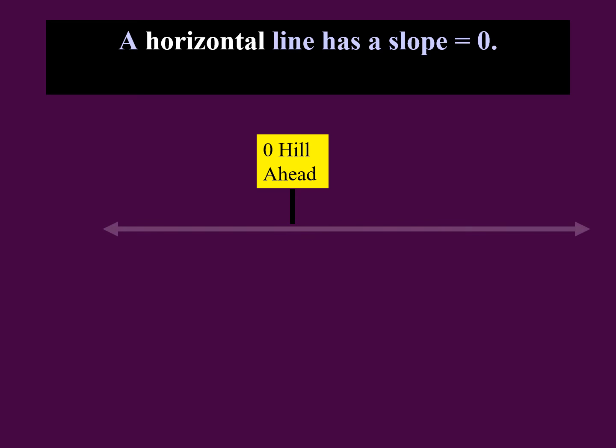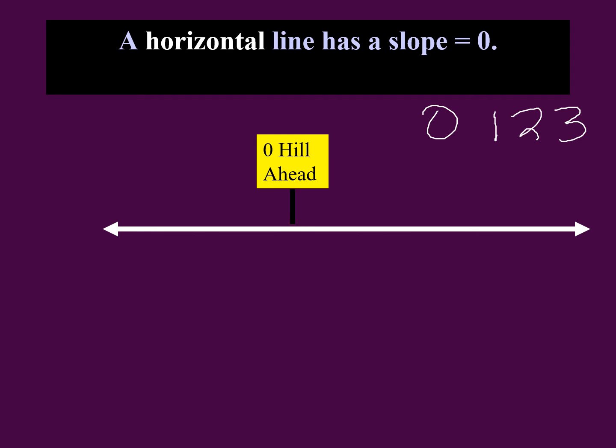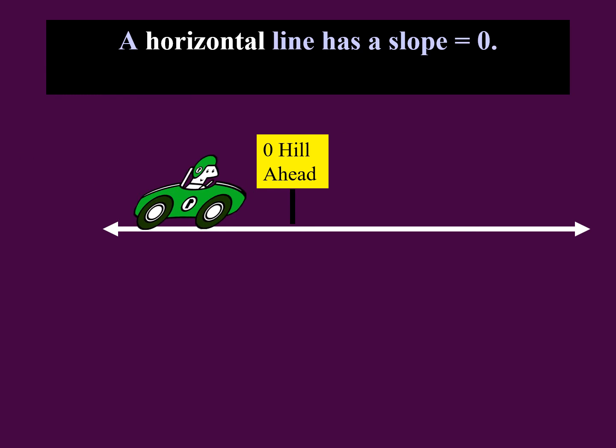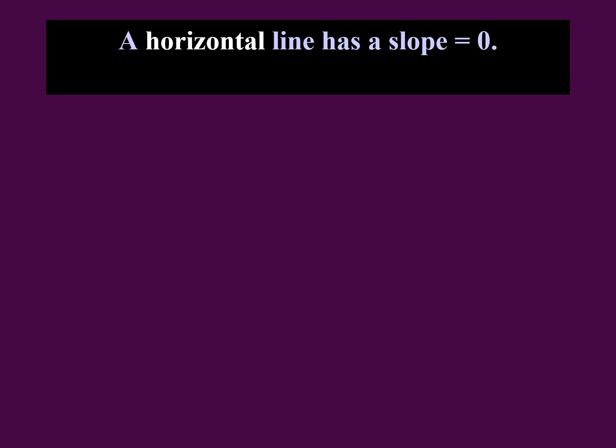If it's horizontal, then that is 0. Now 0 is a number. You've got 0, and then 1, 2, 3, and then you've got -1, -2. So it's a spot in between your negatives and positives. So it's just flat 0. No problem, no hill ahead. You're just driving straight. It is the number 0.